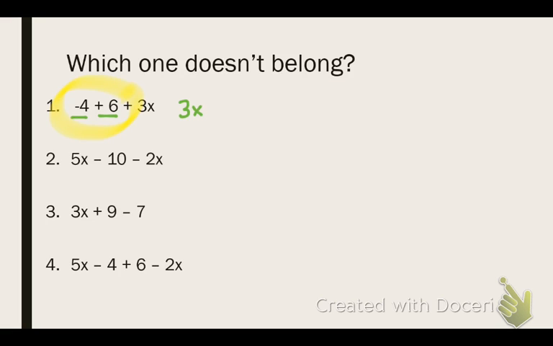Now let's focus on this right here. Same sign or different sign? Different sign. Subtract and take the sign of the larger number. What do you get? 2. A positive or a negative? Positive 2. So that is 3x plus 2. Okay, so we know that one's 3x plus 2. Let's go to the next one.